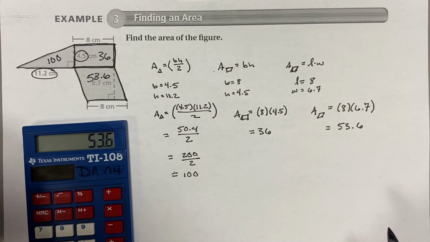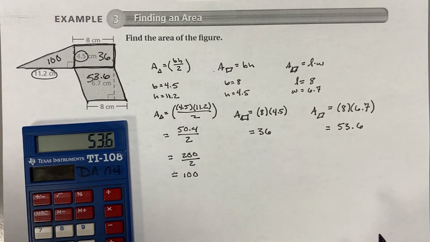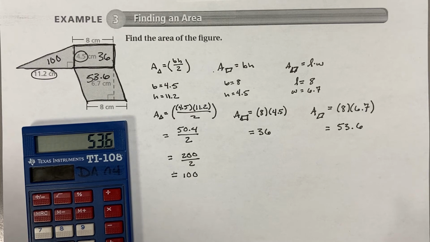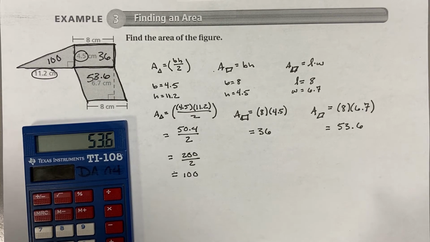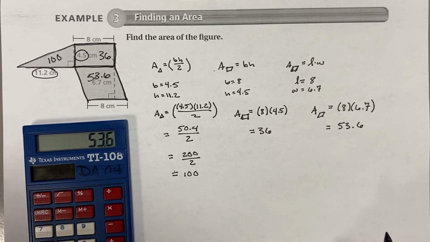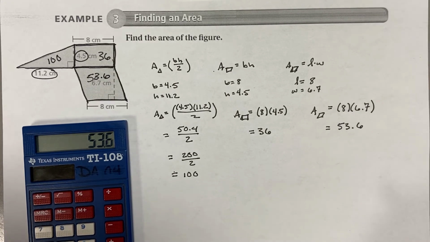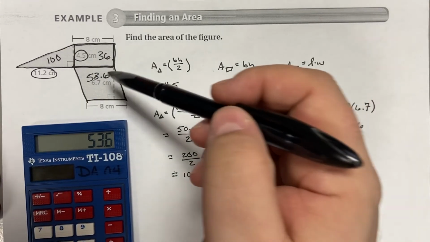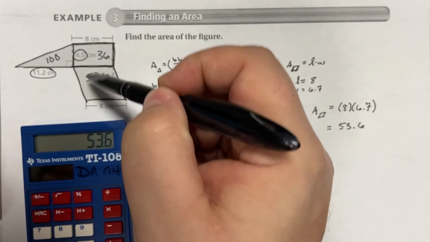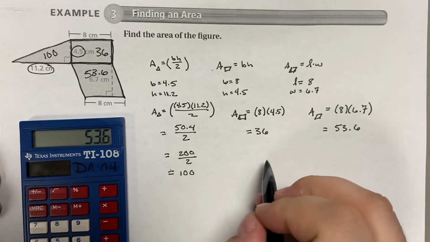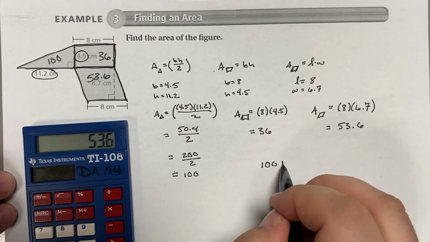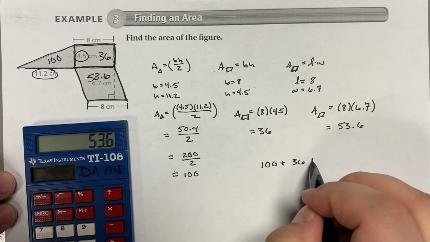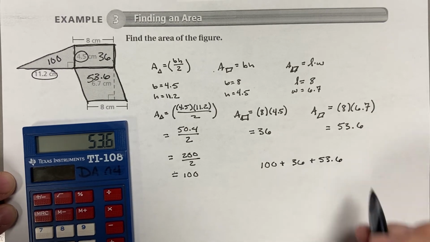Composite figures, the sum of the parts creates the whole. Sorry, I said sum of the whole. Again, the sum of the parts creates the whole. That means, in this case, since we're finding area, the sum of the areas is the area of the whole thing. So that means 100 plus 36 plus 53.6.